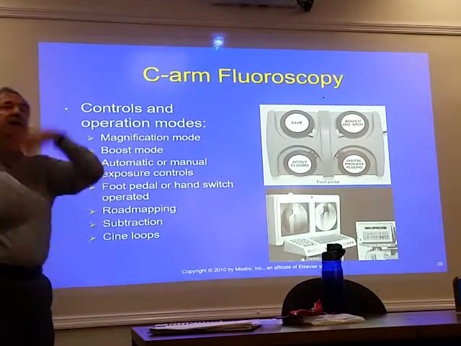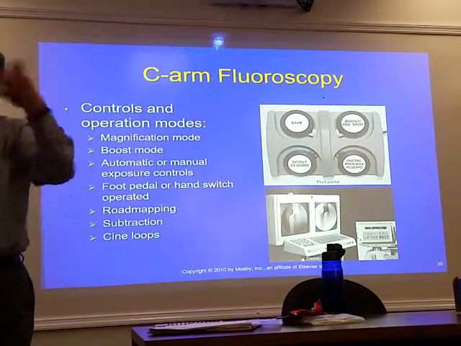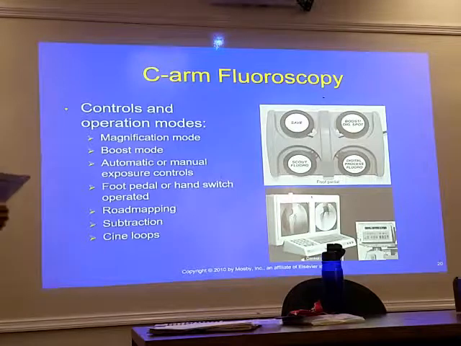And then cine loops. This is when you actually are taking a movie of it, and they'll announce that. They're interesting to watch, and of course they can play that back later.